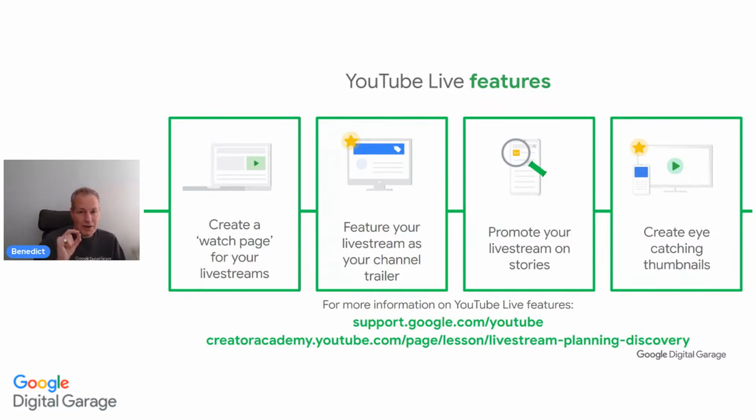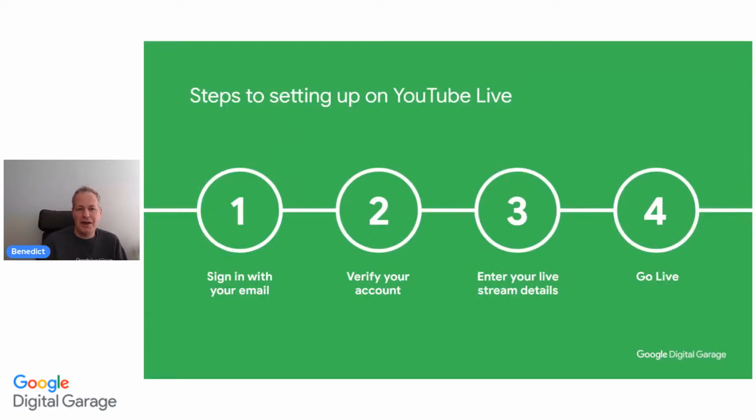Attract attention to your upcoming streams with visuals and subtitles, which work, and including text on images can draw attention to key information about your live stream. All right, steps to setting up your YouTube live.